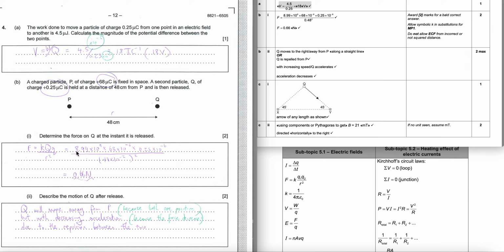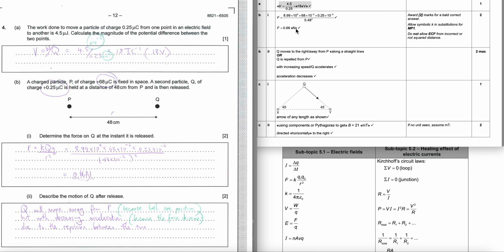We're going to put in our numbers now. We've got to be careful. We've got our k, which is 8.99 times 10 to the 9. We've got our Q, which this time is 68 microcoulombs, 10 to the -6, times 0.25 microcoulombs, 10 to the -6 again. We've then got 48 times 10 to the -2, and we're going to have to square that. That's a common thing that we forget, and we're going to get our answer, 0.66 newtons.